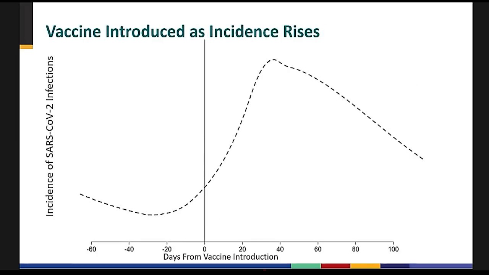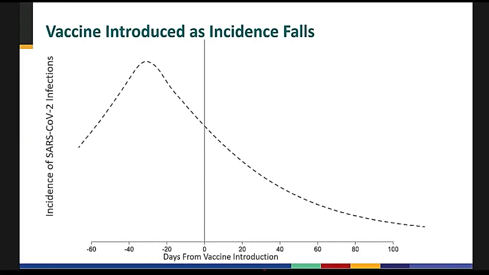This slide shows the epidemic curves for the scenario where vaccine is introduced as incidence rises. And the day the vaccine can be introduced continues to be marked by the vertical line on day 0. In this scenario, incidence plateaus and begins to decline around 40 days after day 0. Next slide, please.